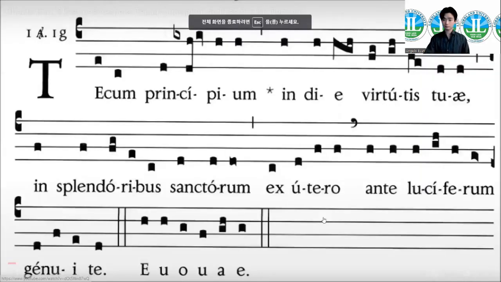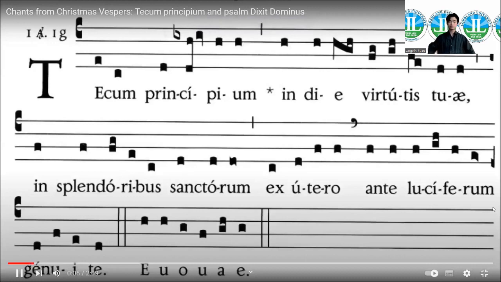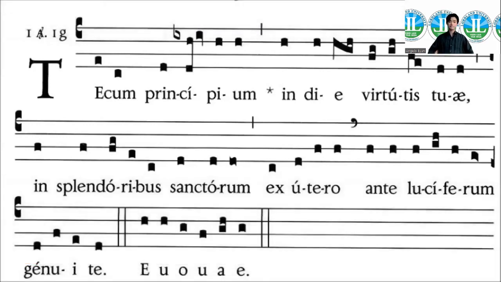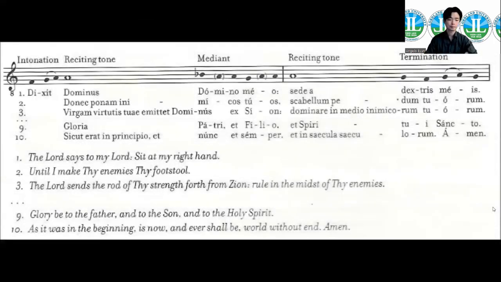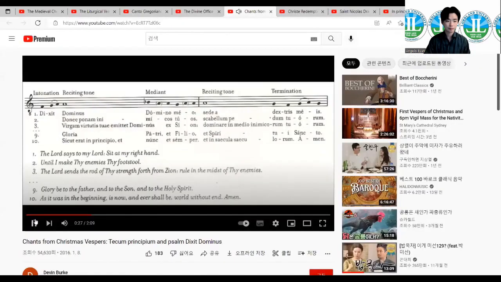Tecum principium in die virtutis tuae in splendoribus sanctorum ex utero ante Luciferum genuite. Dixit Dominus Dominum.